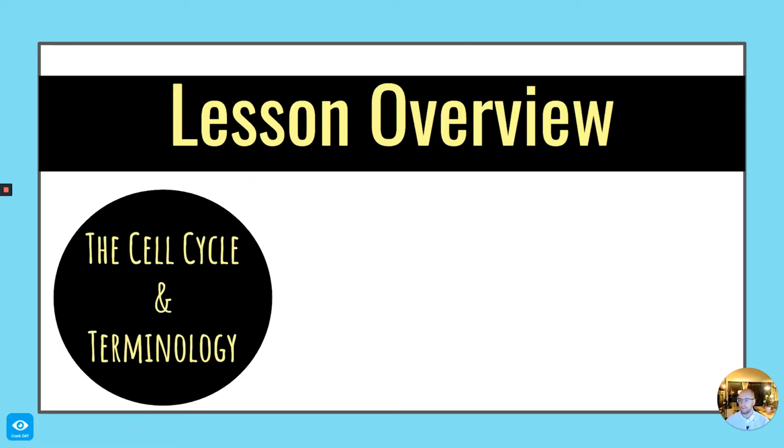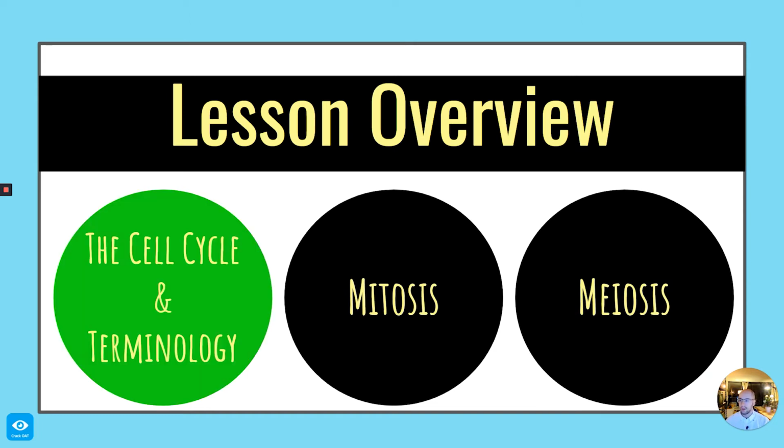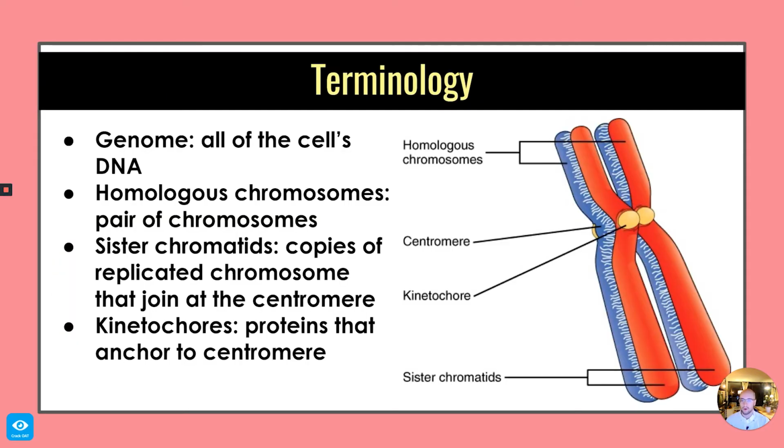So here's our lesson overview. First, we're going to talk about the cell cycle and terminology, then we're going to talk about mitosis, and lastly, we're going to talk about meiosis. So first, let's talk about the cell cycle and its terminology.